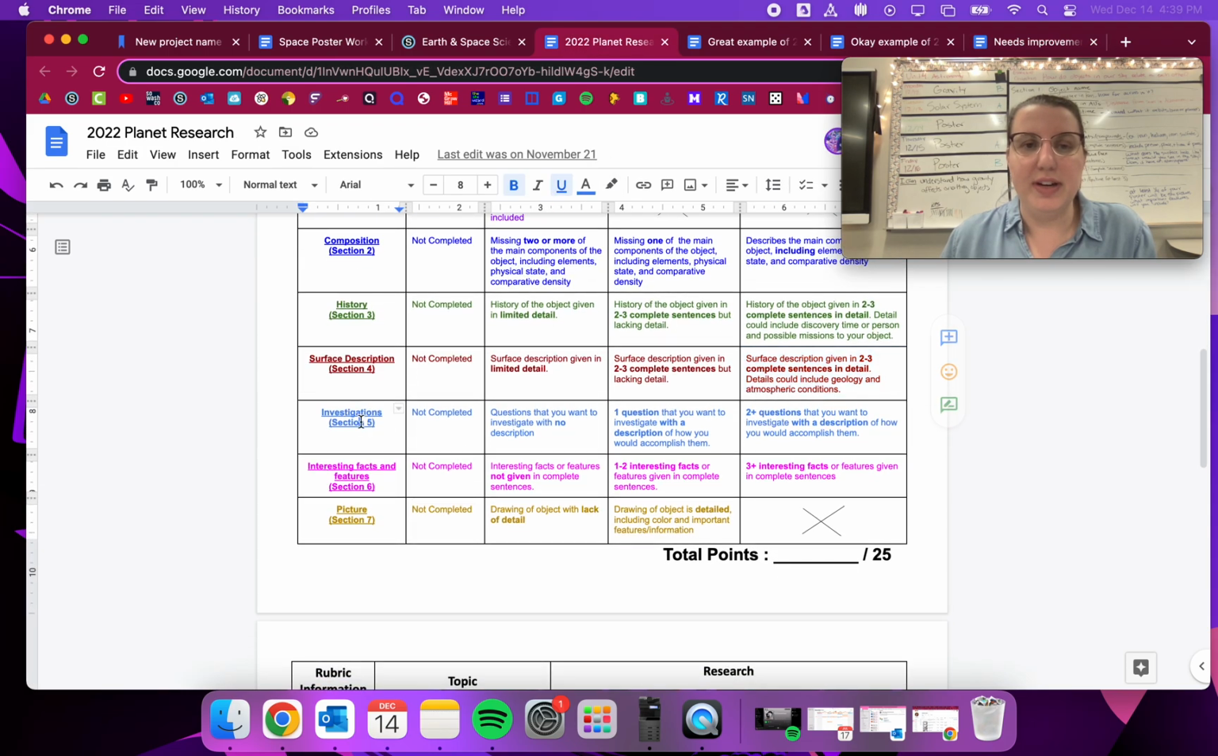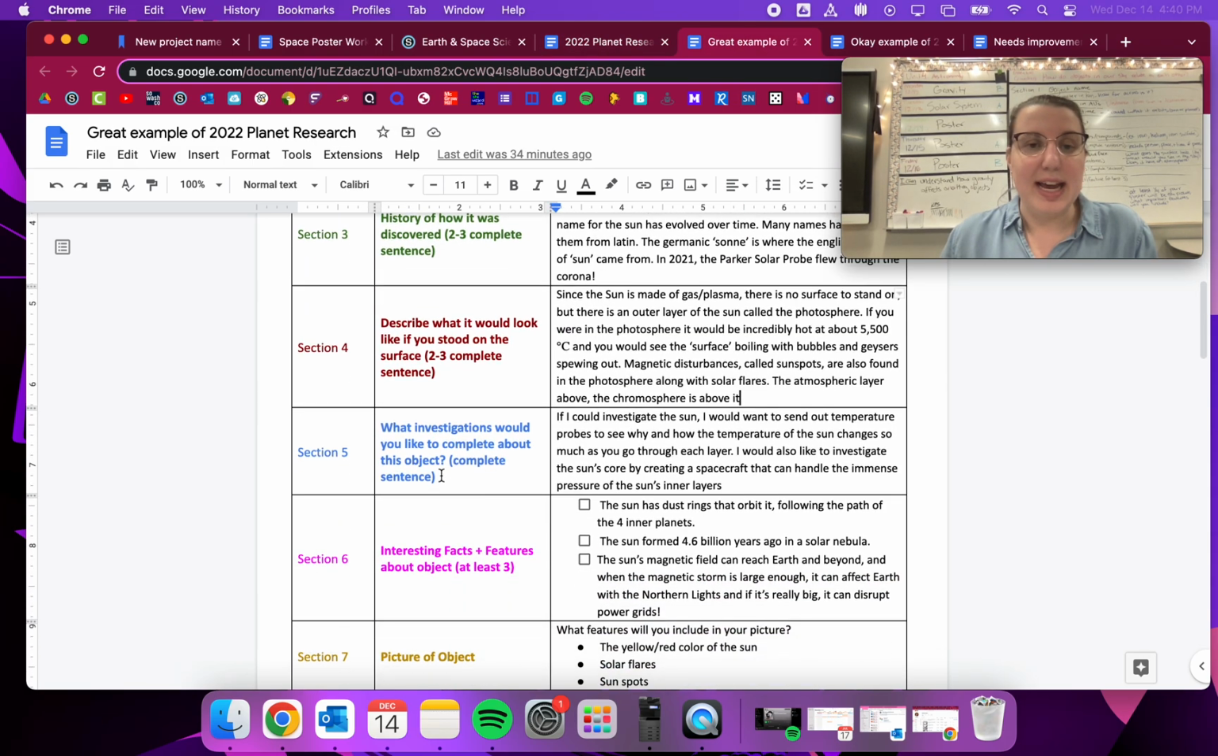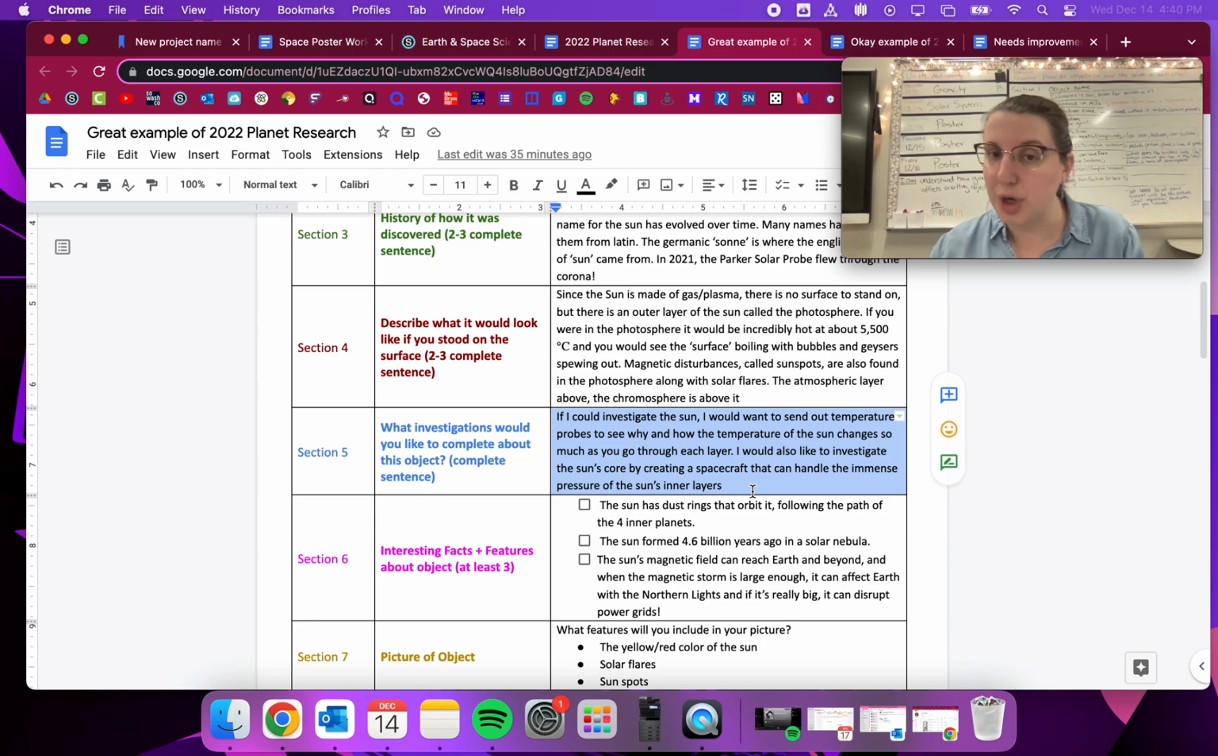All right, so for investigations, it says 2+ questions that you want to investigate, with a description of how you would accomplish them. For a great example, if I could investigate the sun, I would want to send out temperature probes to see why and how the temperature of the sun changes so much as you go through each layer. So I'm trying to investigate the temperature, and I said I would send out a temperature probe.